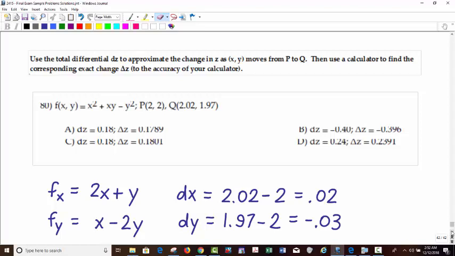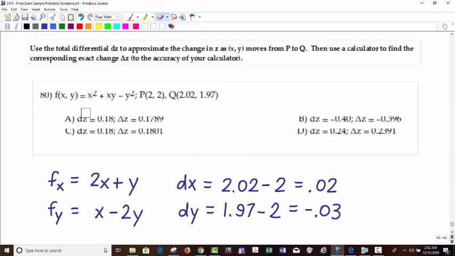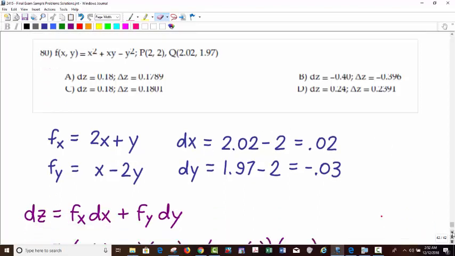All right, same principle. Now I've kind of explained the principle, so we can go through this one a little bit quicker. The x partial will be 2x plus y. And then dx will be 2.02 minus 2, so it's 0.02. The y partial, xy will be x, and then minus y squared will be minus 2y. So it's x minus 2y. The dy will be 1.97 minus 2, which is negative 0.03. And then we use 2 as our point that we plug in for x and y.